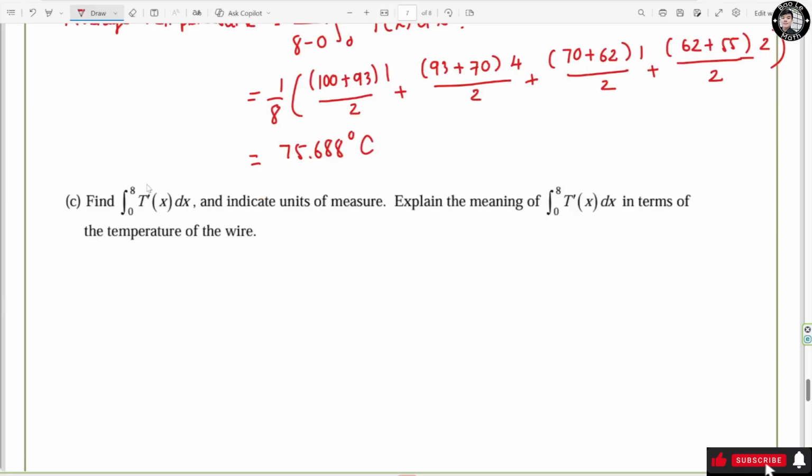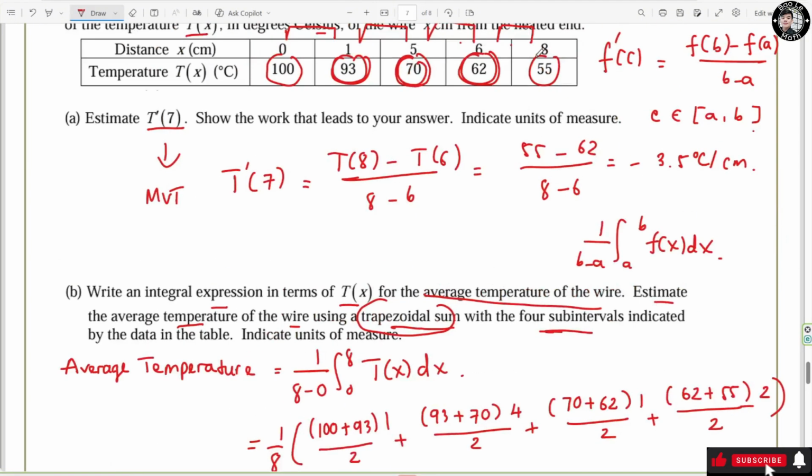Question C. Find the integral from 0 to 8 of T prime of s ds and indicate units of measure. Explain the meaning of this in terms of the temperature of the wire. Alright, so basically we're going to use the fundamental theorem of calculus. So the integral from 0 to 8 of T prime of s ds equals T of 8 minus T of 0, and T of 8 equals 55.